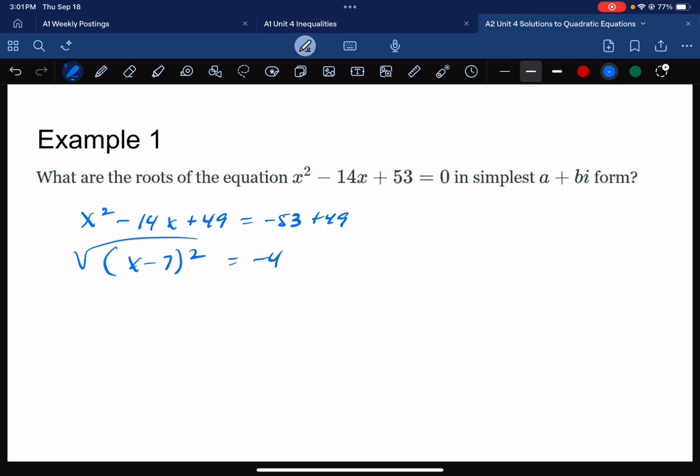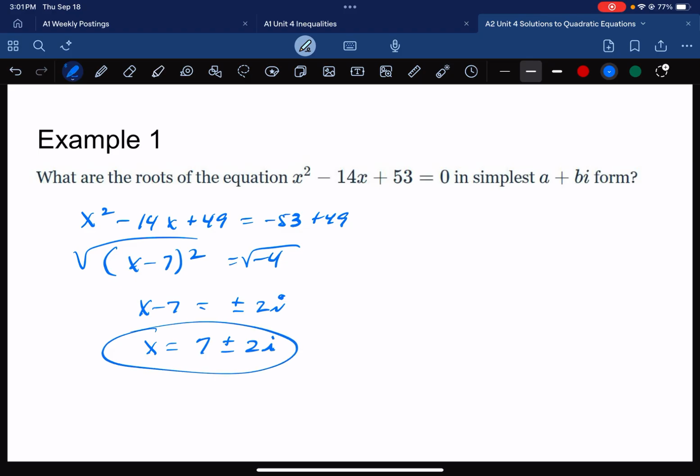So I square root both sides. And I get x minus 7 equals positive, negative, and then this is 2i because it's a negative 4. Square root of 4 is 2. Because it's negative, it gets the i. And so to solve, we simply add 7 to the other side, and we can't combine those because one is imaginary and one is real. And there's our solutions.